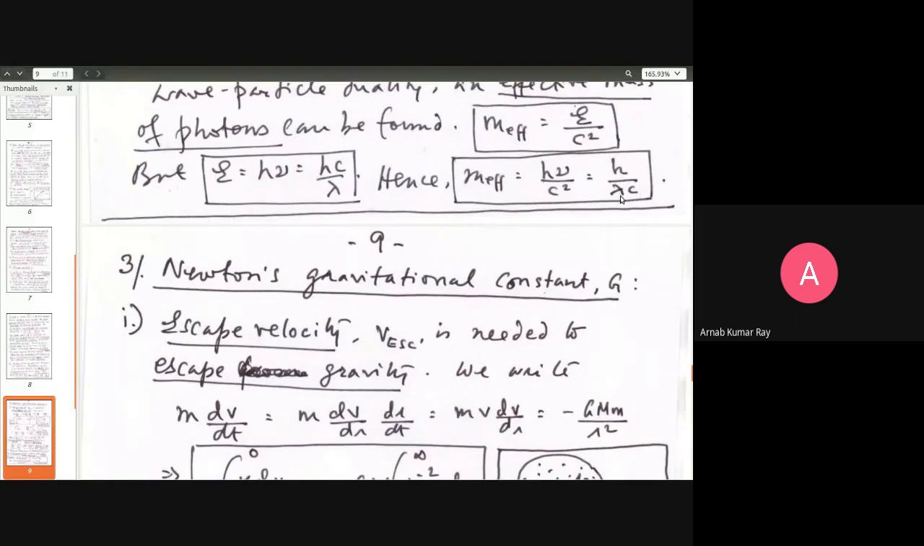This requires some detailed discussion. Let us try to understand.